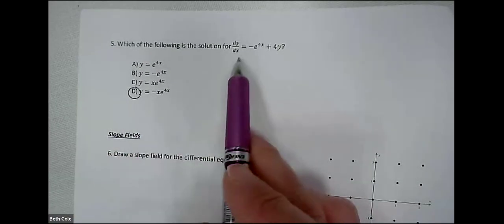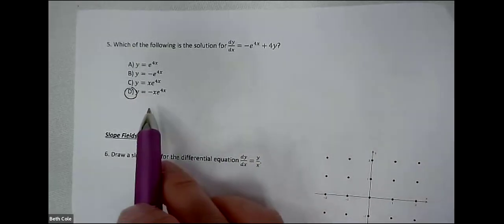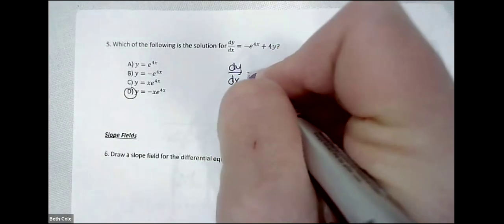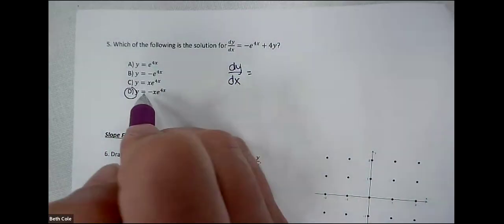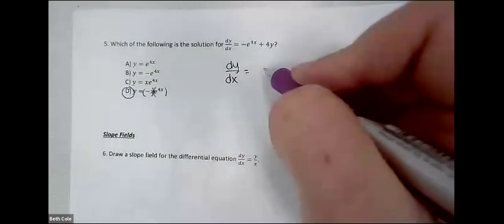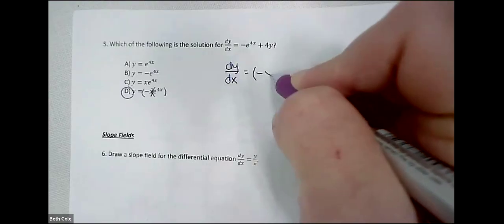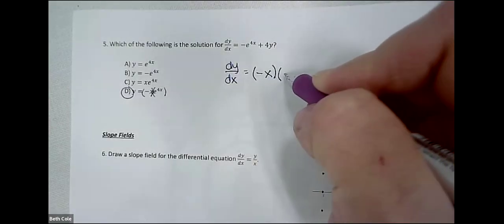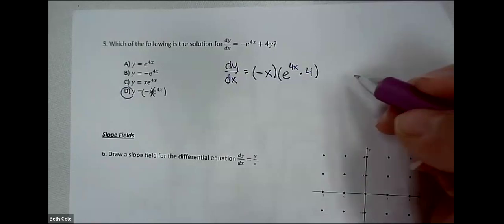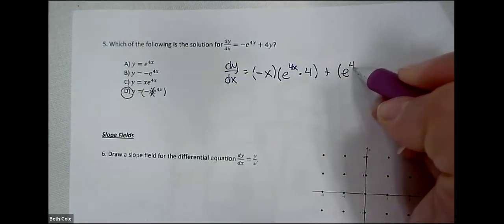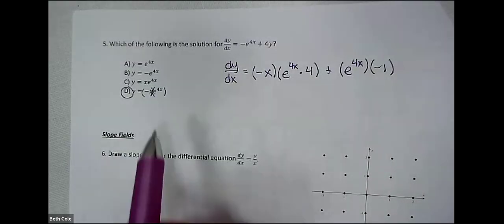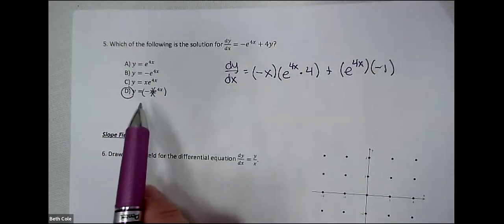But you can see that there's a negative in it, so you can make an educated guess. If you find the derivative of this, dy/dx, it's going to be a product rule. Negative x is the first thing, e to the 4x is the second thing. So we're going to review our product rule. It's first times derivative of the second, that involves a chain rule with that 4 there, plus the second function times derivative of the first, which would be negative 1.